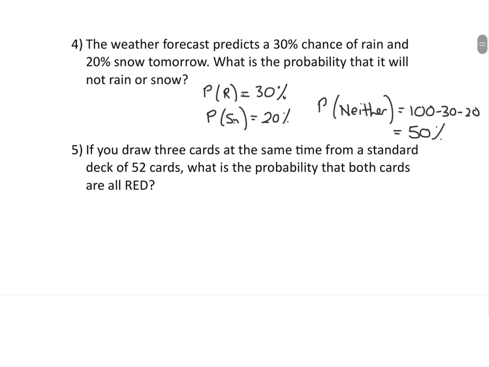Okay, question 5. If you draw 3 cards at the same time from a standard deck of cards, this should actually read that 3 cards are red. So the probability of 3 red cards, you take the first one out. Well, it just says select 3. It doesn't talk about replacement.